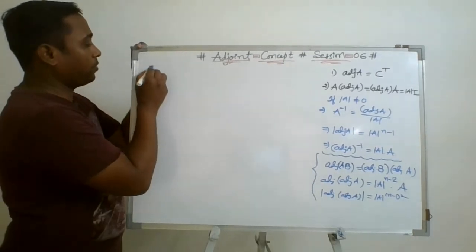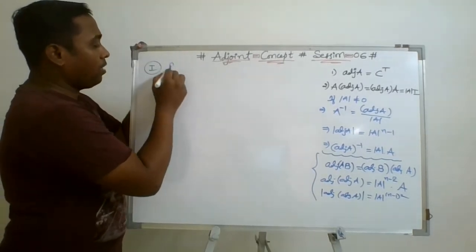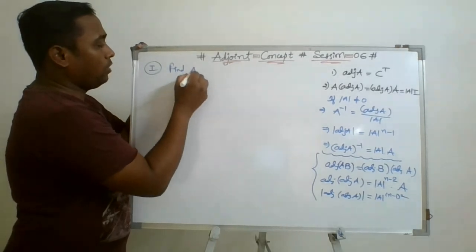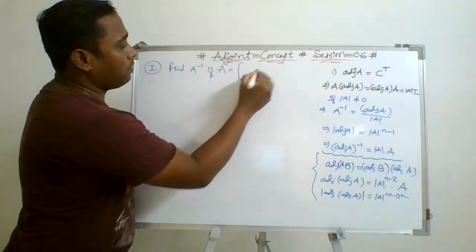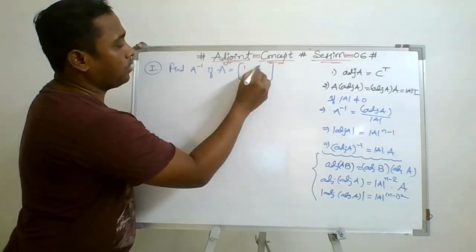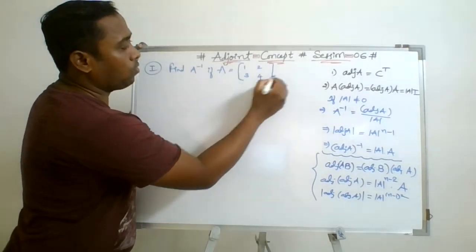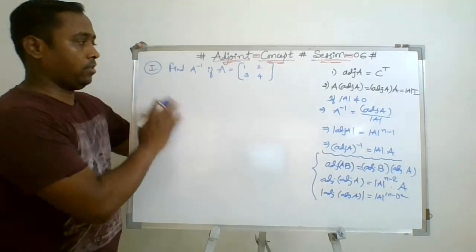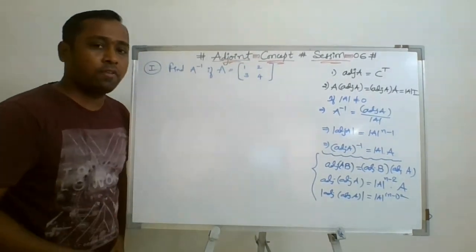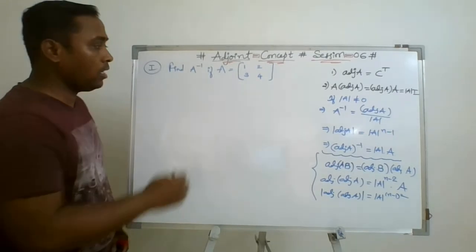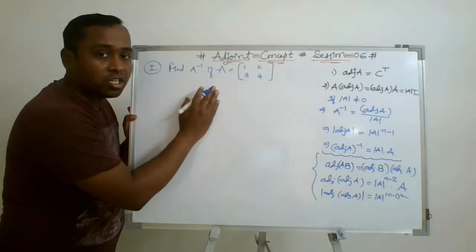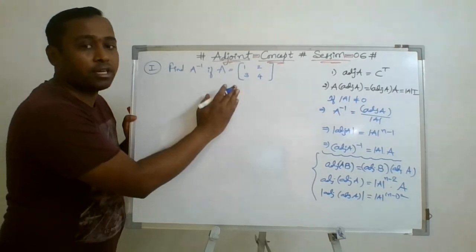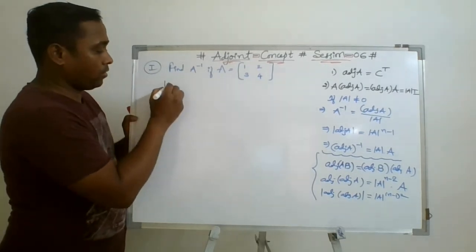This is a concept. Now find the inverse of A if A is given as 1, 2, 3, 4, a 2 by 2 matrix. This is a simple question. Now, how to find the inverse? What was the sequence? First, we need to check whether it is a singular or non-singular matrix by finding its determinant. What is the first solution?